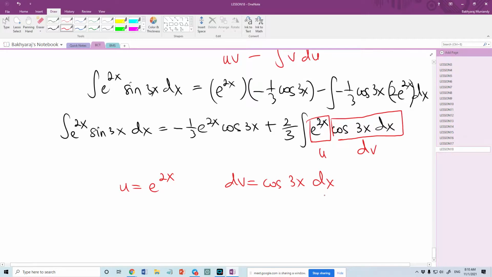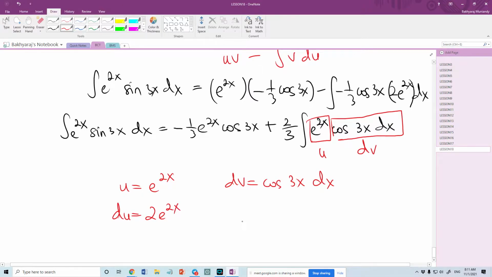Okay, u becomes exponent 2x and dv becomes cos 3x dx. Okay, come. Anyone want to share your answer for du? Du becomes... yeah, correct, 2 exponent 2x. Very good. 2 exponent 2x.